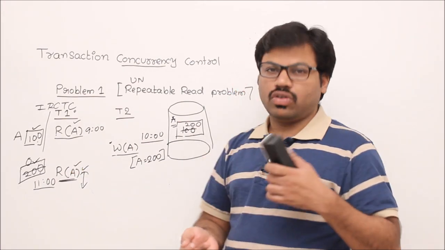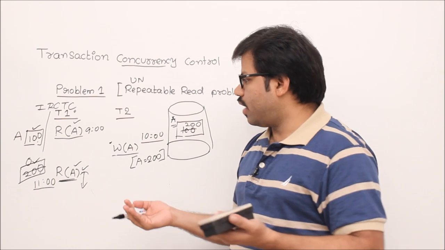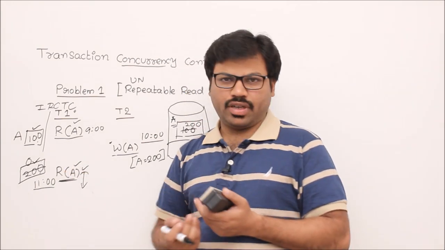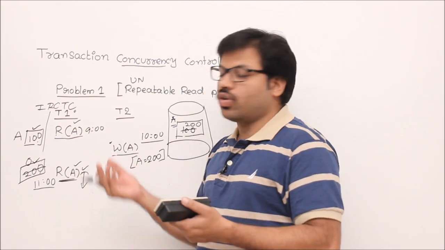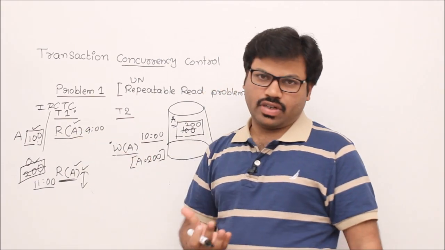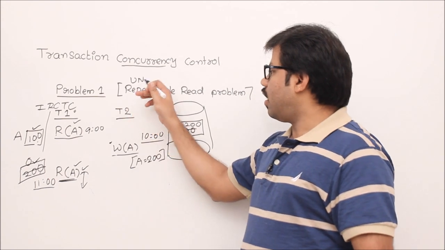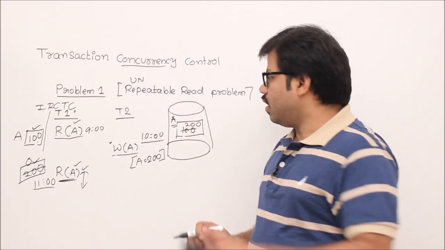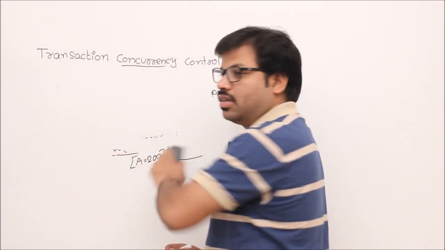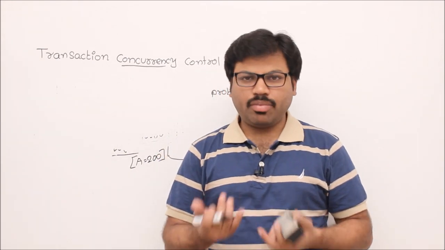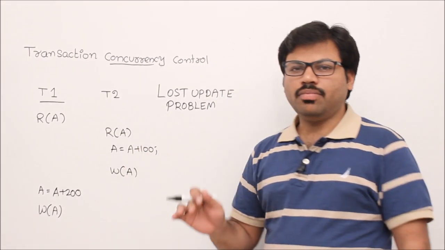Sometimes you want to avoid it. It's up to you, right? If it is okay for you, then that's okay. But if it is not okay for you, then it will be a problem for us, right? So that is called the unrepeatable read problem. We will see two more problems, the temporary update problem and the lost update problem. One by one we'll see. Now we'll see the lost update problem.